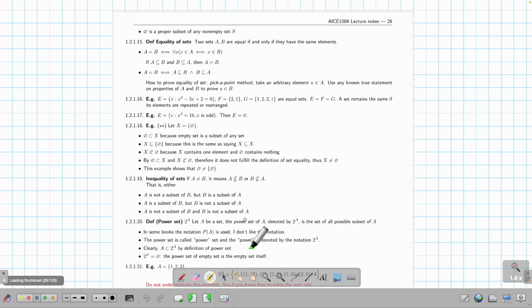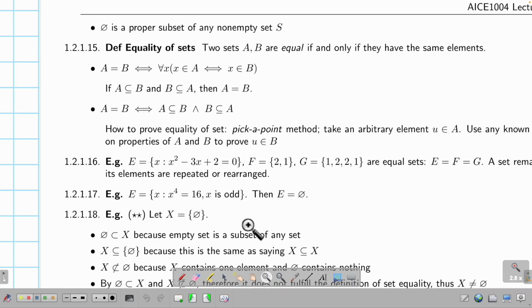But nothing is not a proper subset of itself because proper subsets do not allow equality. So you cannot say nothing equals nothing in the proper sense. Nothing is a subset of nothing, but nothing is not a proper subset of nothing. Nothing is a proper subset of anything that is not nothing.